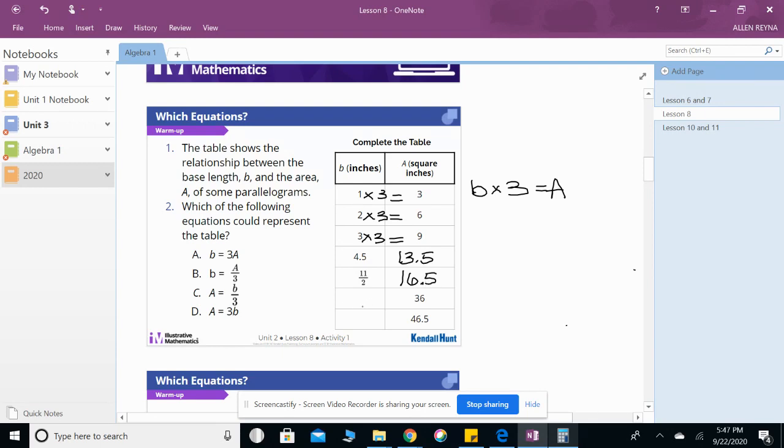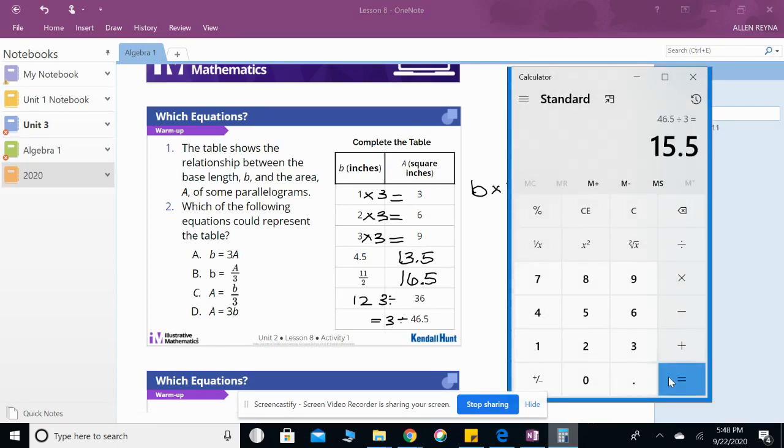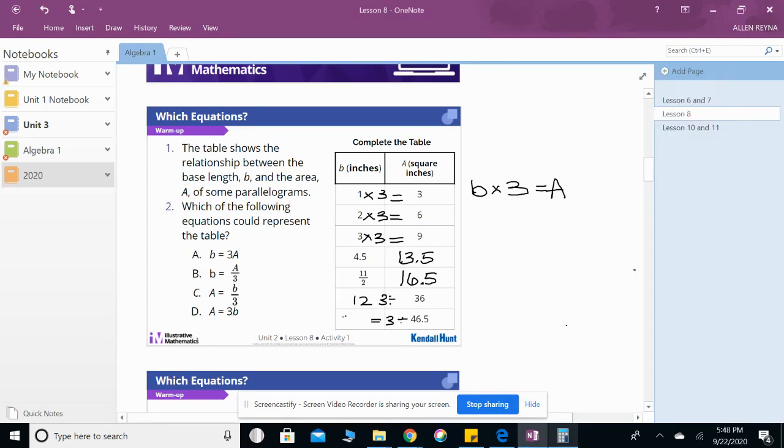And now we actually need to figure out the first number. So instead of multiplying by 3, what do we need to do? We are going backwards, so we are going to divide by 3. So 36 divided by 3 is 12. 46.5 divided by 3 equals 15.5.